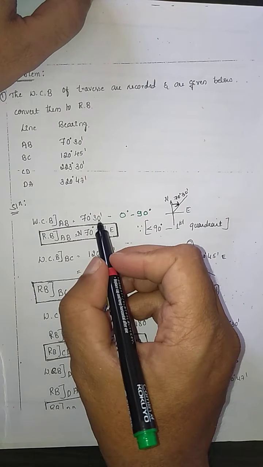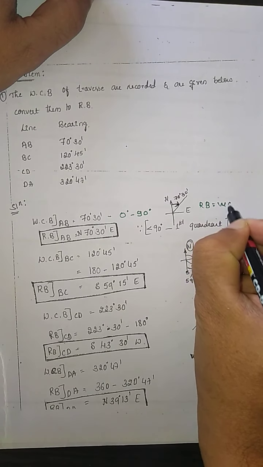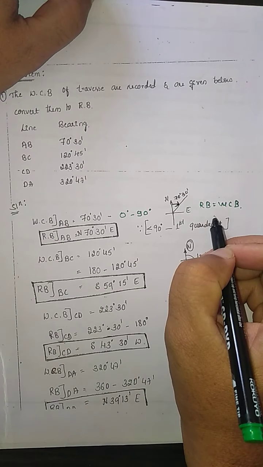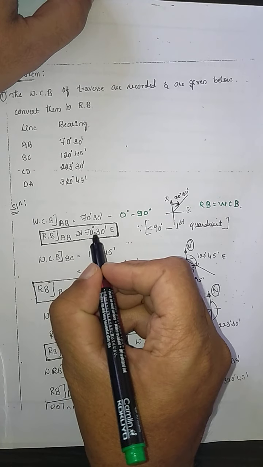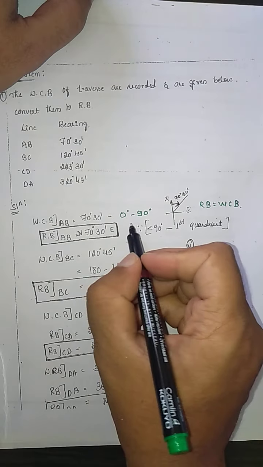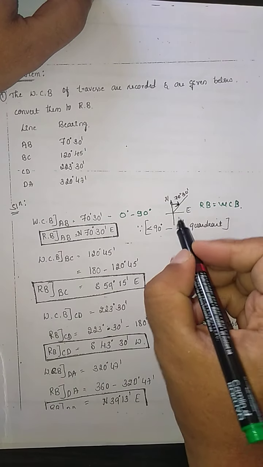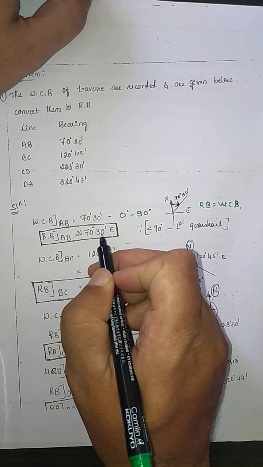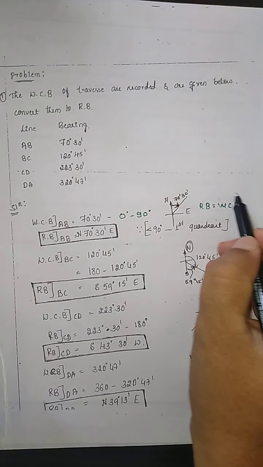So what is our formula? That is RB is equal to WCB. Here the formula is RB is equal to WCB. So we directly convert this by adding north and east: north 70 degrees 30 minutes east. So it lies in the first quadrant. Since it lies in the northeast, we write it as north 70 degrees 30 minutes east. Okay, I hope it is understood. The formula is this.